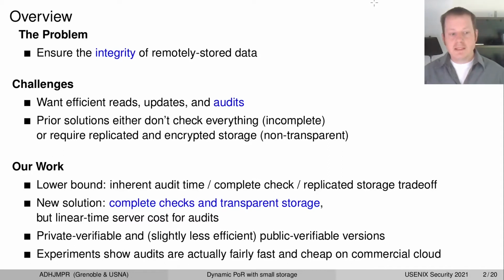And so what we did was, first of all, show that some of that trade-off is actually inherent between the audit time and the audit completeness and the storage size. And we found a different way of doing it that actually has good complete checks and transparent storage, but at the cost of having a slower cost for audits on the server time. And then we show in our implementation that actually that slow server time cost is quite a low linear time and is really practically beneficial compared to previous solutions.